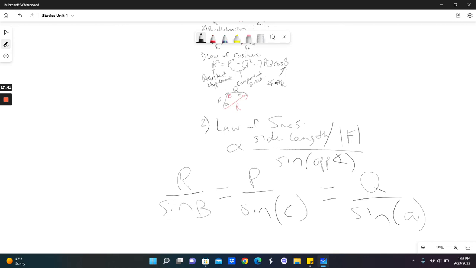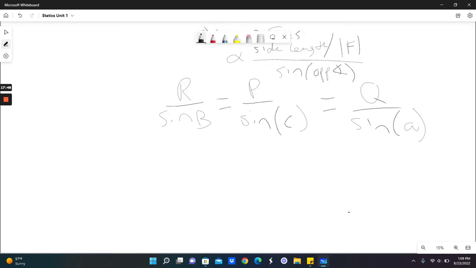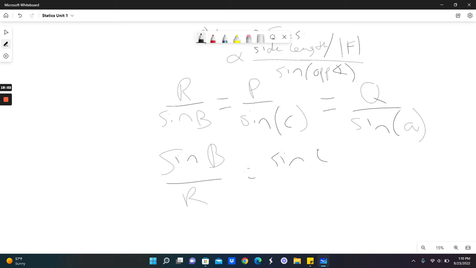So as long as we have that, we could have 2 unknowns and still solve for this, right? Because we technically have 2 equations, an equation there, an equation there. So we can solve for 2 unknowns if we have them. Likewise, since it is a proportion, we could also say sine of B over R equals sine of C over P equals sine of A over Q. My advice for this is you want to have your unknowns in the numerator just because it makes it a little easier to solve for.